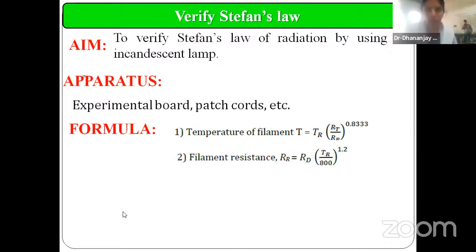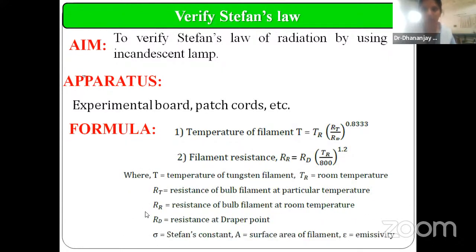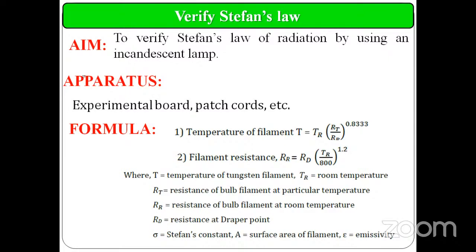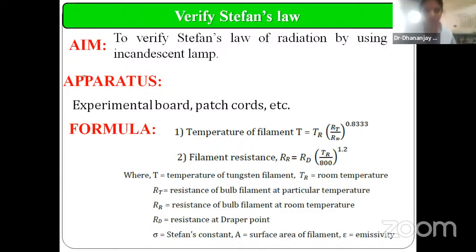Now the formula for filament resistance is RR equal to RD into (TR upon 800) raised to the power 1.2, where T is the temperature of the tungsten filament, TR is the room temperature, RT is the resistance of the bulb filament at a particular temperature, RR is the resistance of the bulb filament at room temperature, RD is the resistance at the Draper point, where sigma is the Stefan constant, A is the surface area of the filament, and E is the emissivity.